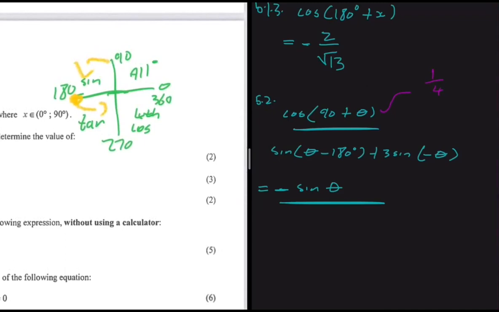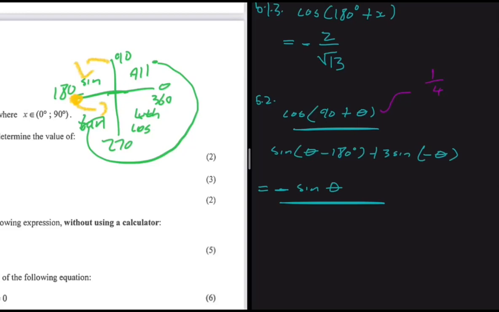Because that is just theta. So if we minus 180 from theta, we're going to end up in the third quadrant. Why are we saying that? Theta is a number between 0 and 90. If you minus 180 from a number between 0 and 90, your answer will be between 180 and 270. So for sine of theta minus 180, we're going to end up in the third quadrant.